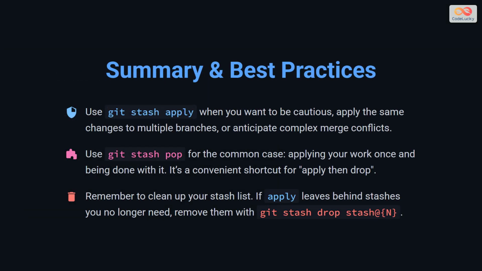To wrap things up, use git stash apply when you need to be extra careful or if you plan on using the same stashed changes on multiple branches. Go with git stash pop for the everyday scenario where you just want to restore your work and move on. And finally, always remember to keep your stash list clean. If you use apply and no longer need the stash, you can remove it manually with the git stash drop command.